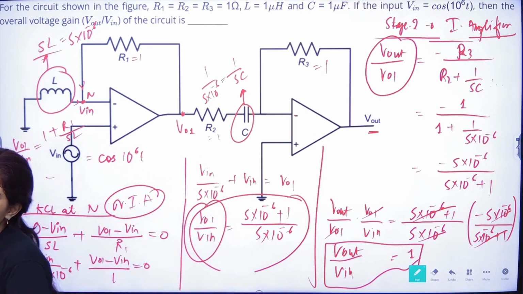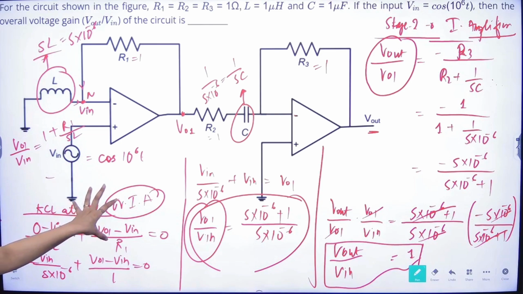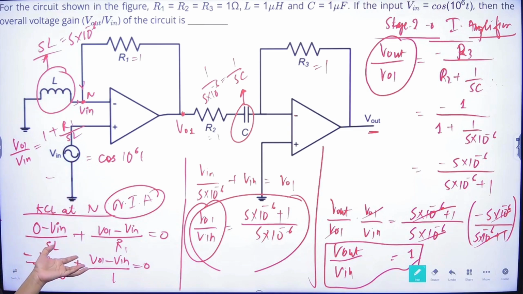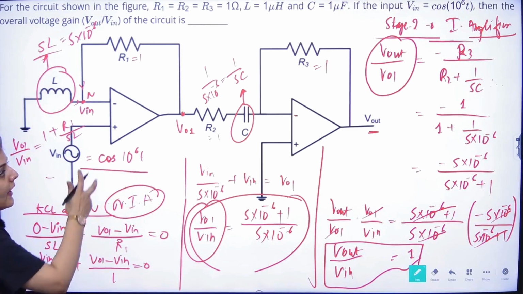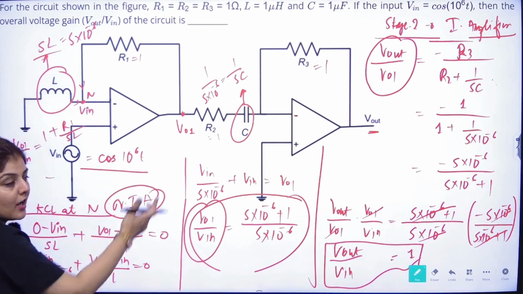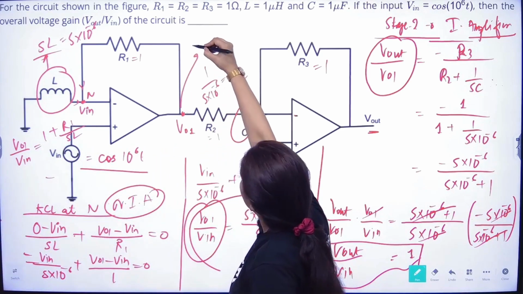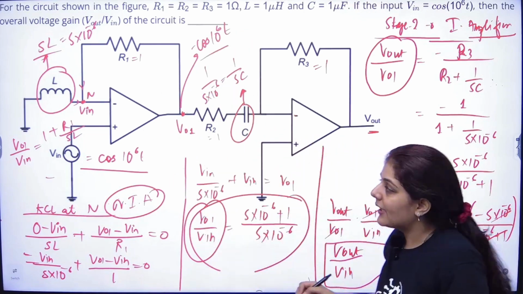We can easily say that directly also, because this is the case of a non-inverting amplifier, and this is the case of an inverting amplifier. All the values of resistance and capacitance are equal to 1 only, right? So in that case, if I have a sinusoidal waveform, it will invert it, but in this case I will get an output like this, minus cos 10 raised to power 60, something like that.